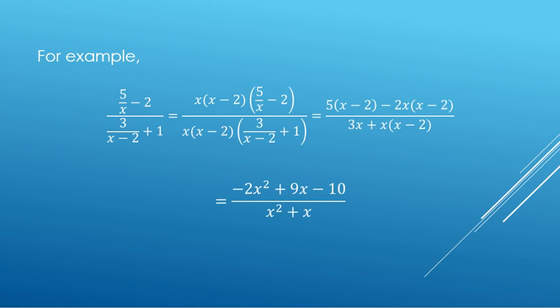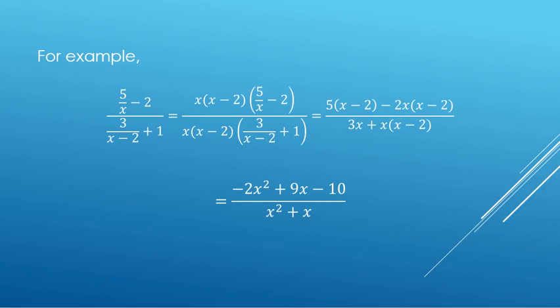We have the minus 2x times the x. That gives us our minus 2x squared. Minus 2x times minus 2 is a plus 4x. And then we have the 5x here. So 4x plus 5x gives me 9x. And then I have the 5 times the negative 2, or negative 10.